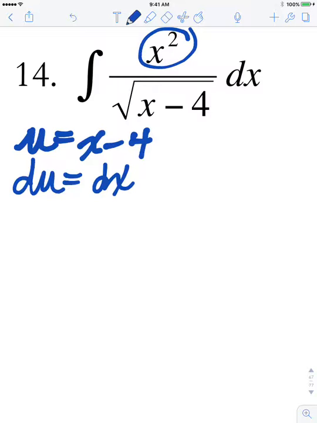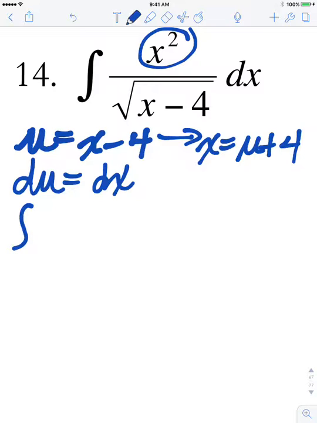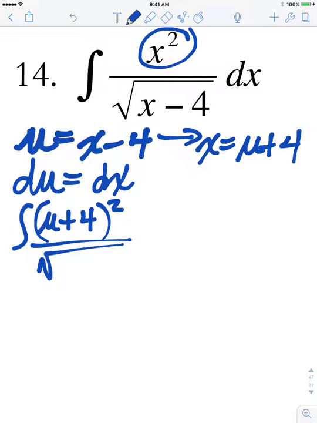But what's nice is, since u is x minus 4, I can solve for x here. So I can say that x equals u plus 4. And so now I have everything in terms of u. So I'm going to rewrite this as u plus 4 squared, remember, because that's my x, over the square root. In fact, I'm just going to write it to the 1/2 power, over u to the 1/2 power du. Okay, let's keep going.